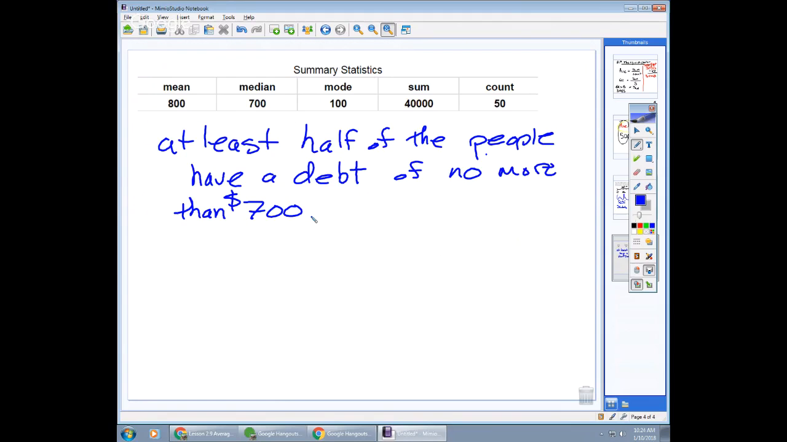So there's one statement I could make based on the median. At least half the people have a debt of no more than 700. I could go the other way too. I could say at least half the people have a debt of no less than 700. Because the median splits the group.